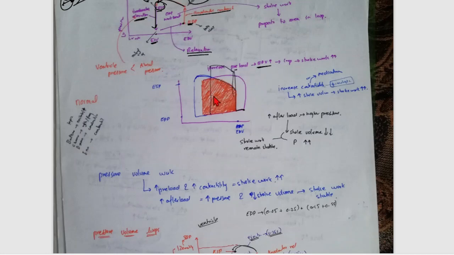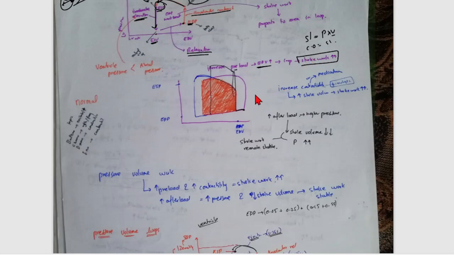The volume is increased, so the stroke work is increased. Stroke work is actually pressure multiplied by volume. Our cardiac output is equal to stroke volume multiplied by heart rate. If the volume is increased, the stroke work is also increased.